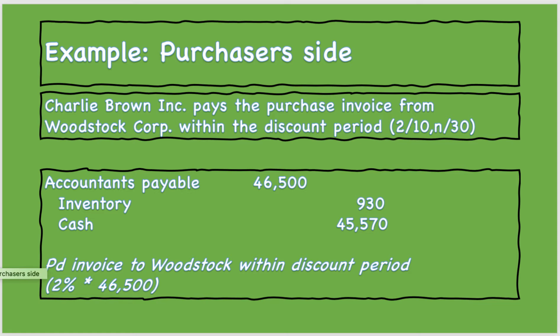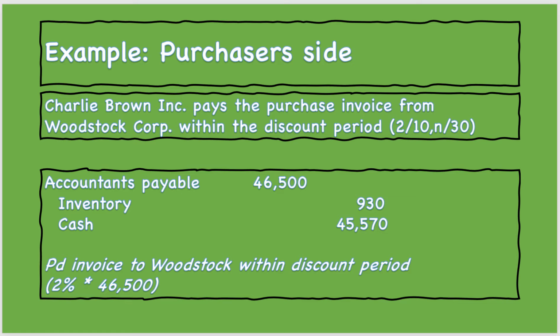Well, remember, we have two scenarios under which we could pay Woodstock. We could pay them within 10 days because remember, on our purchase invoice, we had 2/10 net 30. Woodstock is enticing us to pay them quicker. Or we could forego the discount and just pay the net within 30 days. So let's assume in this assumption that we in fact do take the discount. We pay Woodstock within 10 days. Okay, what do we have to do? Well, we have to decrease our liability.